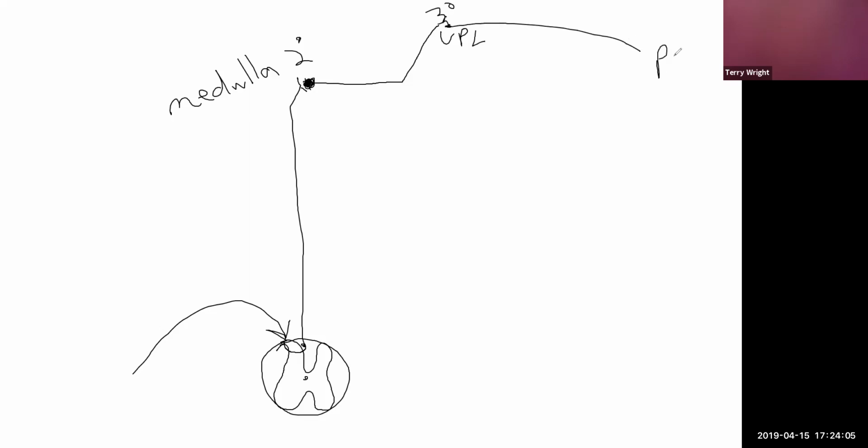Where is it going to go? Post central gyrus, the primary somatosensory cortex, Brodmann's 3A, 3B, 1, and 2. Okay, so there it is.